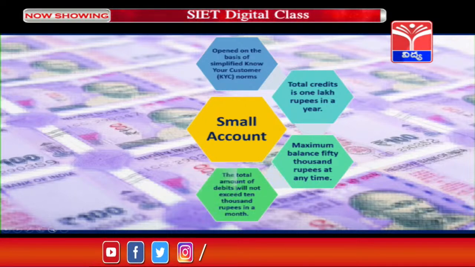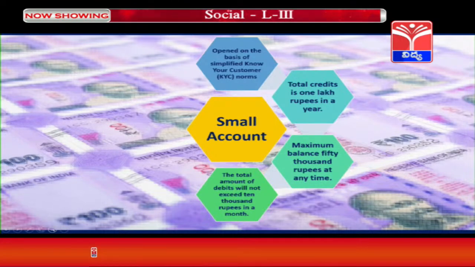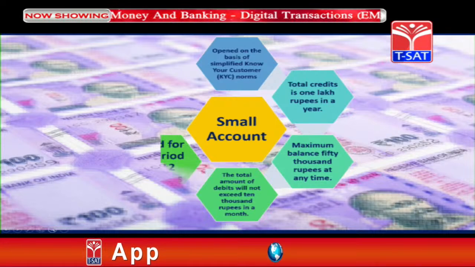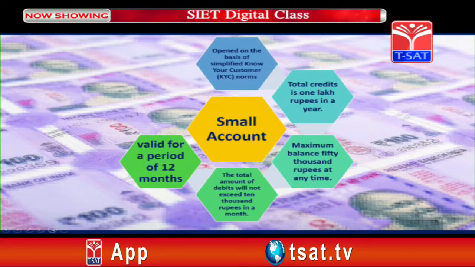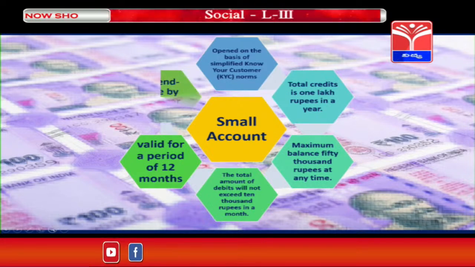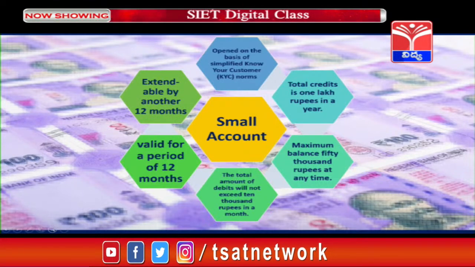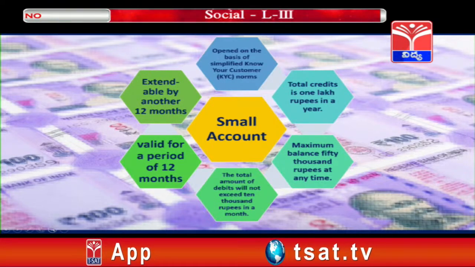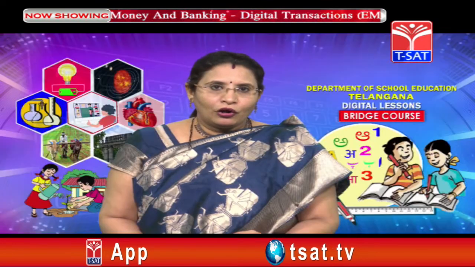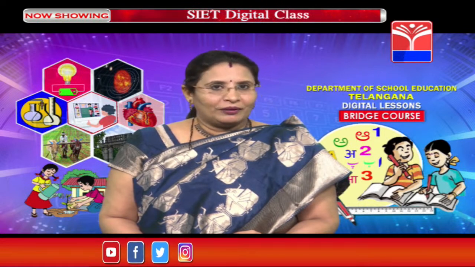The total amount of debits by way of cash withdrawals and transfers will not exceed 10,000 rupees in a month, and this account is valid only for 12 months initially, that means only for the year, and it can be extended by another 12 months if the person provides proof of having applied for an officially valid document. As said, children, small account in the sense it is open for a small period of time, and if you want to extend it, you can do so by giving a valid reason and the documents.